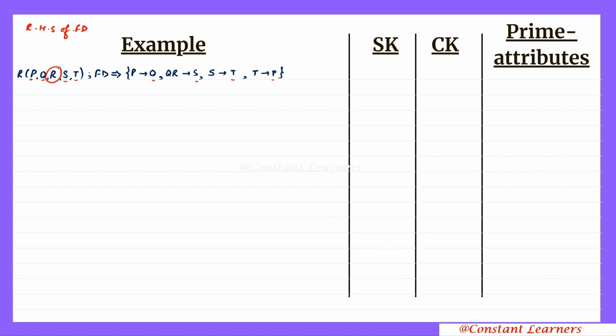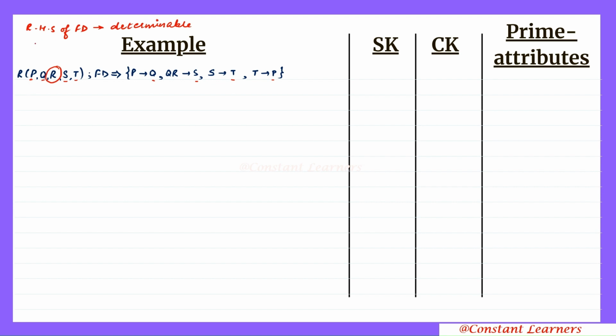Now, all of these attributes that are present on the right hand side of the functional dependencies will be somehow determinable. That means we can somehow determine these attributes, right? We only have to worry about the attribute that is not present on the right hand side of the functional dependency.